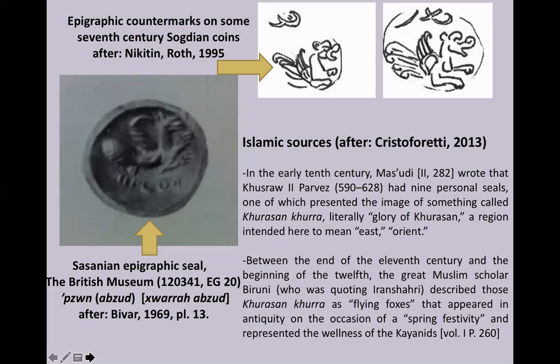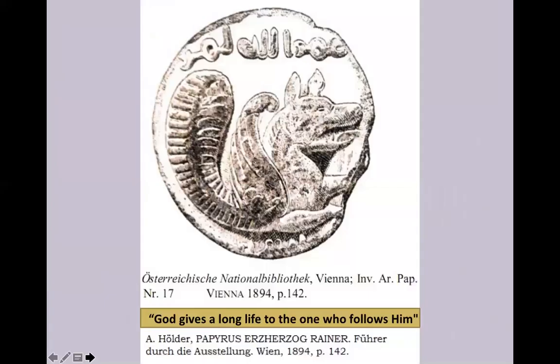And these two Muslim authors preserved some kind of memory of this creature, described by Biruni as flying foxes. So the description is matching pretty well. Our pseudo-Simurg is exactly this one. And there is a connection with Khorasan again. And it's not by chance, in my opinion, that Bustan was governor of Khorasan when he was on good terms with the Sasanians. Now, next slide, please.